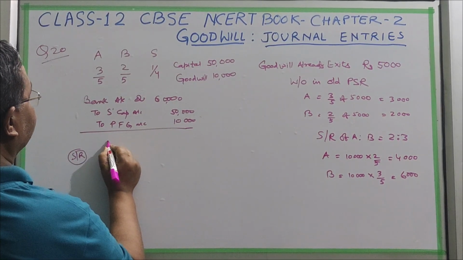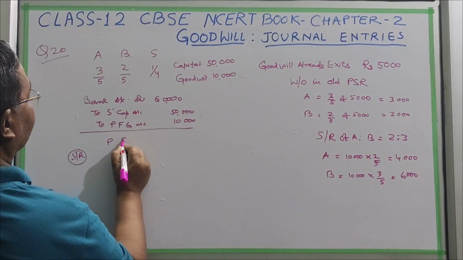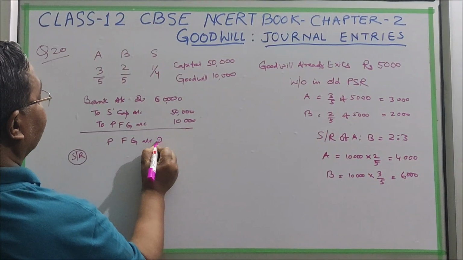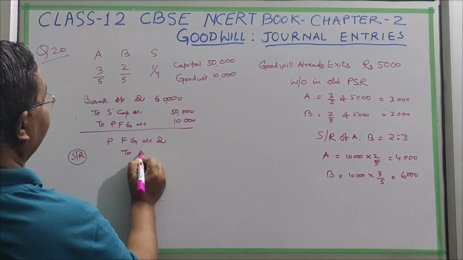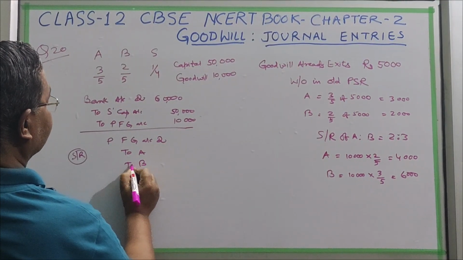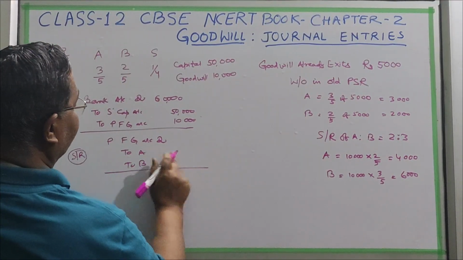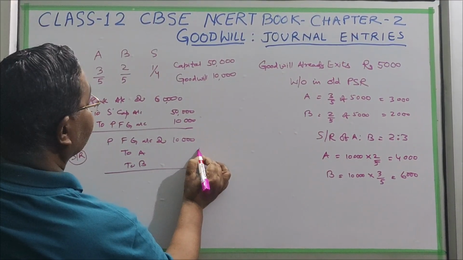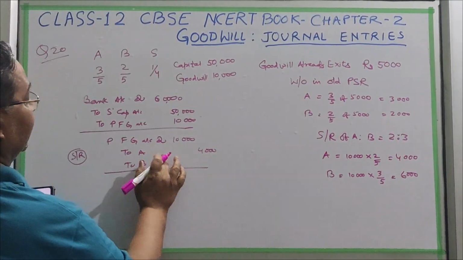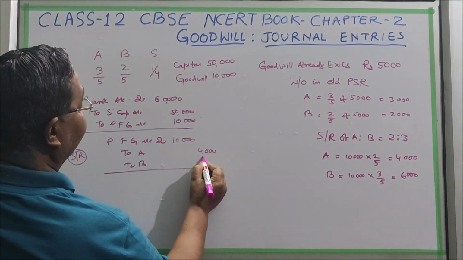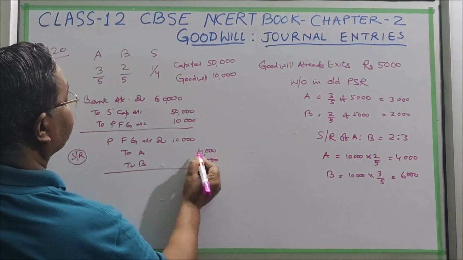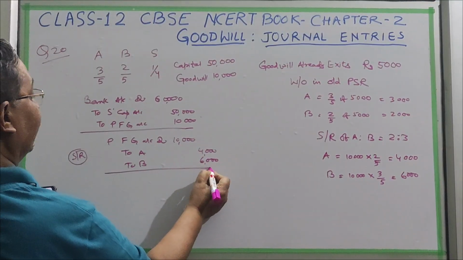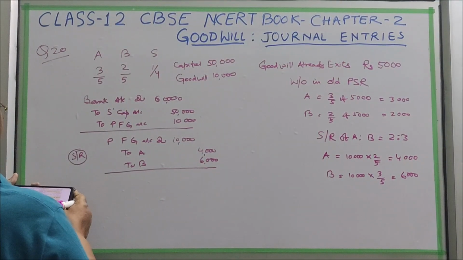So premium for goodwill account debit, to A's capital account and to B's capital account, in full you have to write. So 10,000 will be debited here and 4,000 and 6,000. I am writing in short, but you write in full, for A's capital account, B's capital account, and practice that way. It will go to A's and B's accounts.